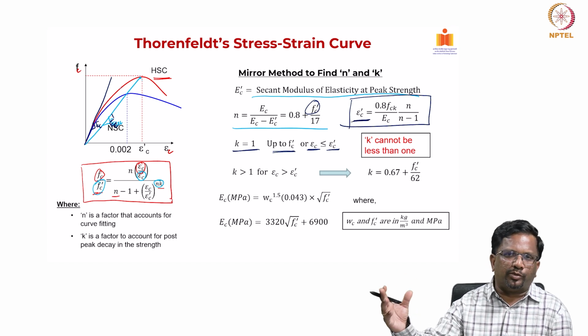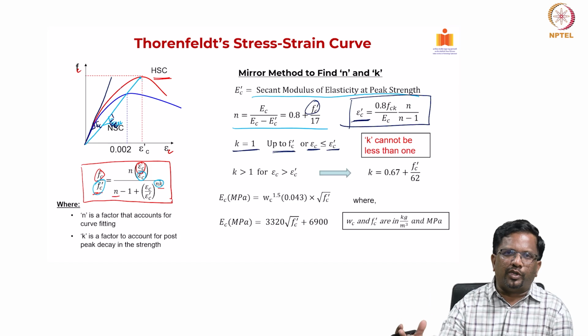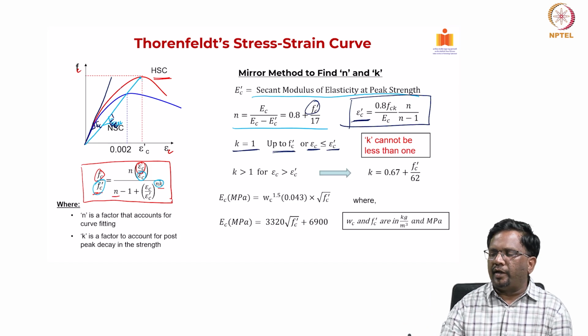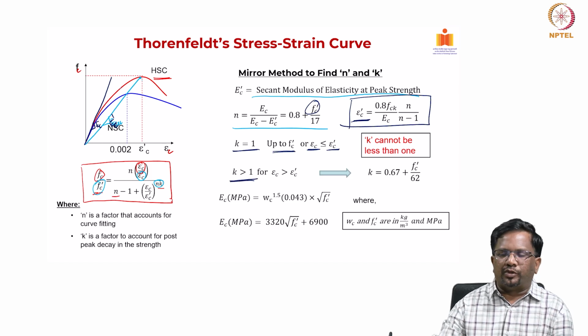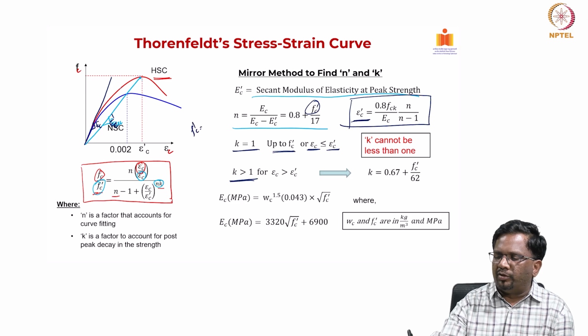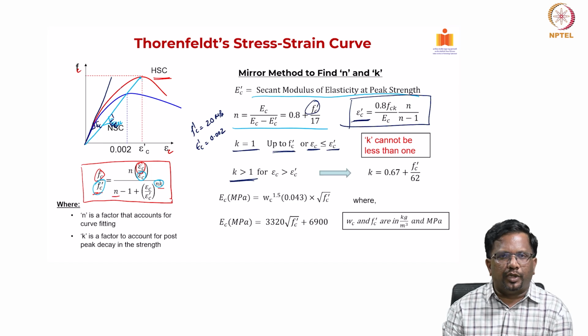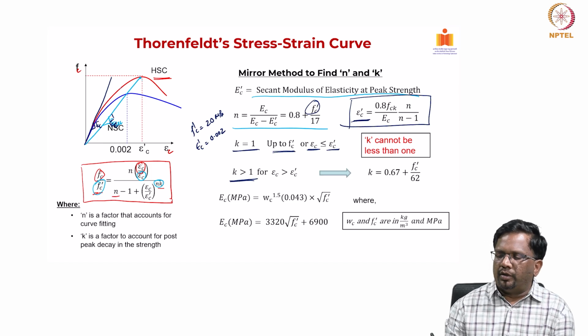So, I know what epsilon prime c is and I know what n is, and k I take equal to 1 when epsilon c is less than epsilon prime c, and k will be taken more than 1 when epsilon c becomes more than epsilon prime c. For example, we said f prime c equal to 20 megapascal. We saw that epsilon prime c is 0.002, right. So, this is fixed. Once f prime c is fixed, this is fixed.